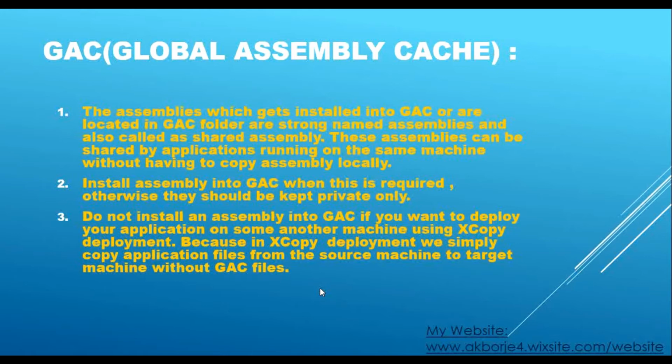In Xcopy deployment, we simply copy application files from the source machine to the target machine without GAC files. So in this process, suppose you have installed some dependent assemblies into GAC, then those assemblies will not get copied into the target machine when you do Xcopy deployment. So that's why it is recommended that only when there is a requirement should you install an assembly into GAC. Okay, so now we will see how to install an assembly into GAC in practical.